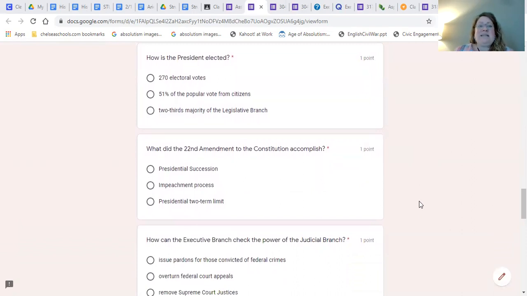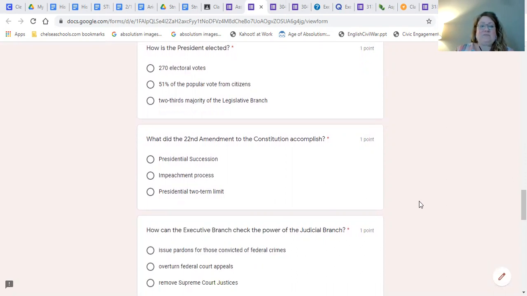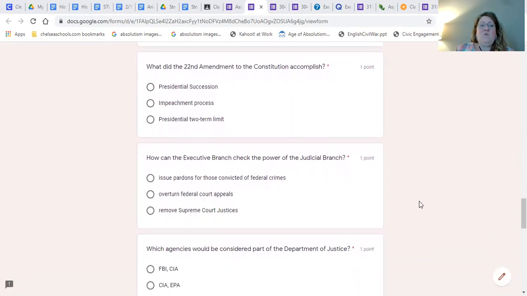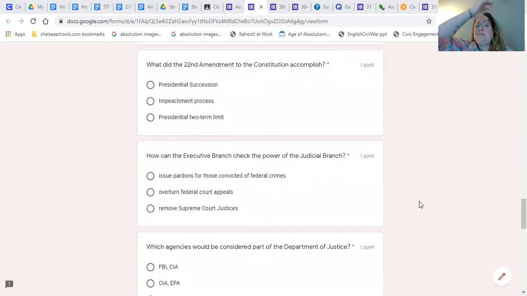How is the president elected? 270 electoral votes, 51% of the popular vote from citizens, 2/3 majority of the legislative branch. What did the 22nd Amendment to the Constitution accomplish? Presidential succession, impeachment process, presidential two-term limit.